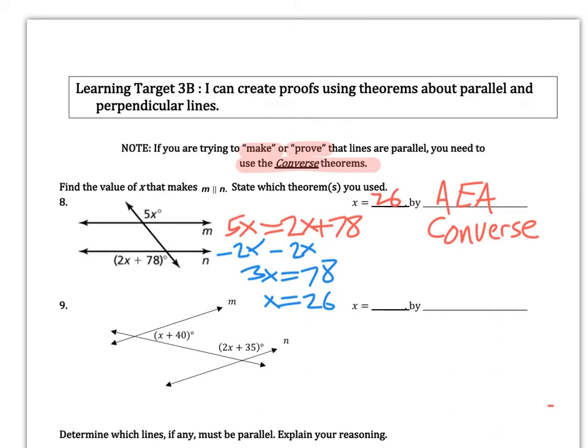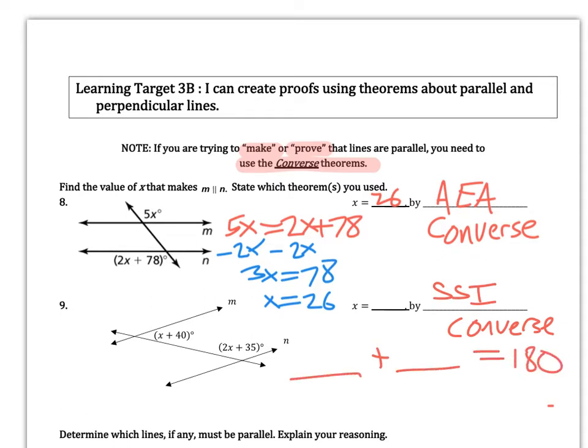We want to make these lines parallel. Well, if we want to make these lines parallel, then these two angles in here need to be supplementary. These are same side interior angles. So again, we're going to use a converse, the same side interior angle converse theorem. It says these two angles would have to be supplementary, so they have to add to 180. Okay, so the equations that we're going to be using most of the time will either be two angles are equal or two angles add to 180. So in this case, they're going to add to 180.